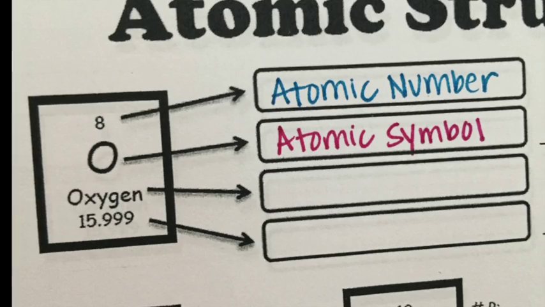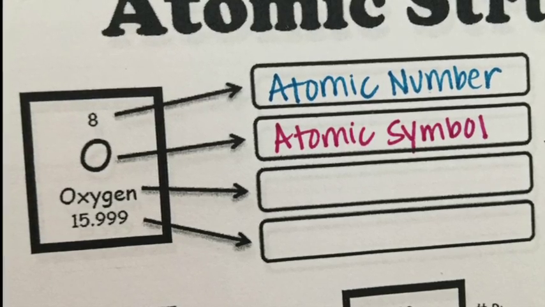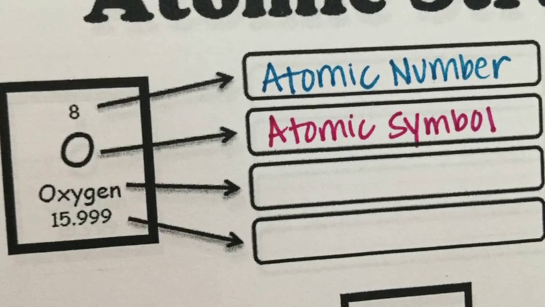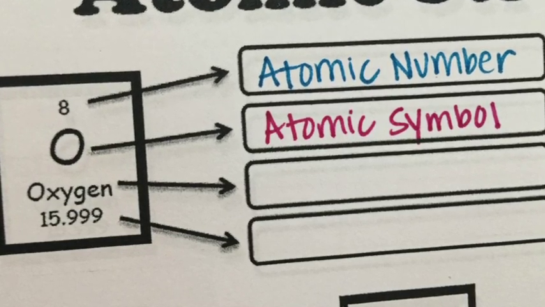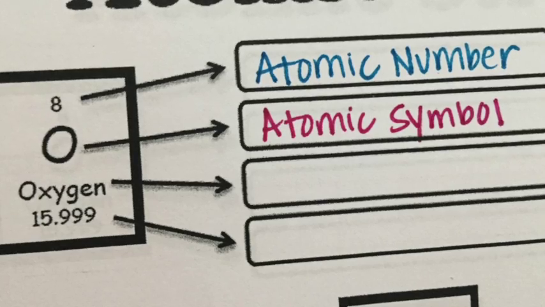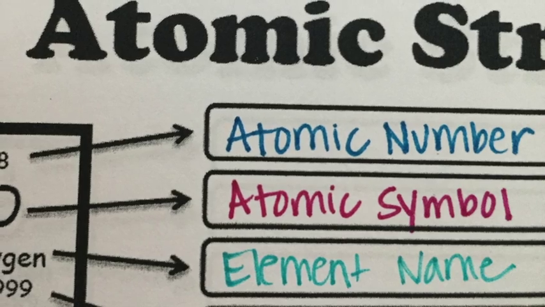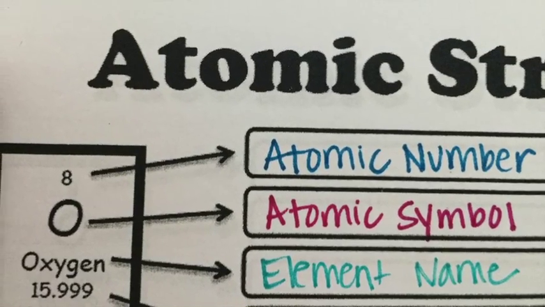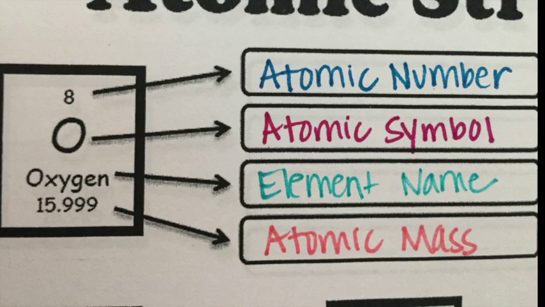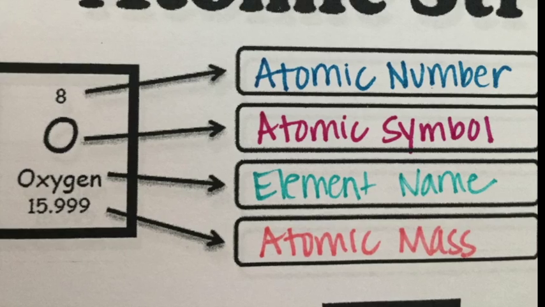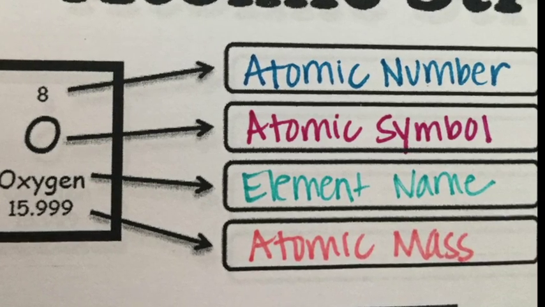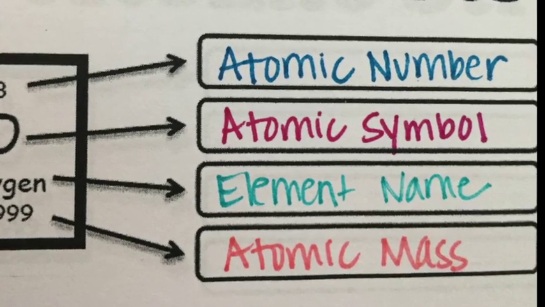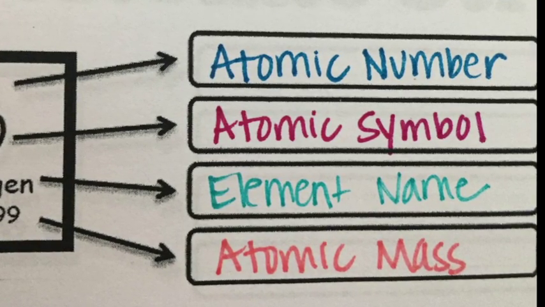Every periodic table square also has an element symbol or an atomic symbol. This is going to be that one capital letter or one capital and one lowercase letter that signifies what element we're talking about. Each periodic table square will also have the element name. In this example, it's oxygen. And then the periodic table also has an atomic mass, and this will be the mass of an atom. And usually when we talk about atomic mass, we're going to round to the nearest whole number.